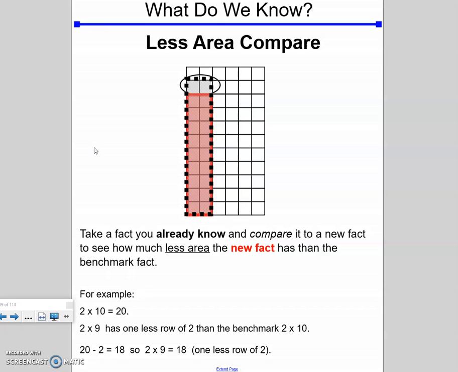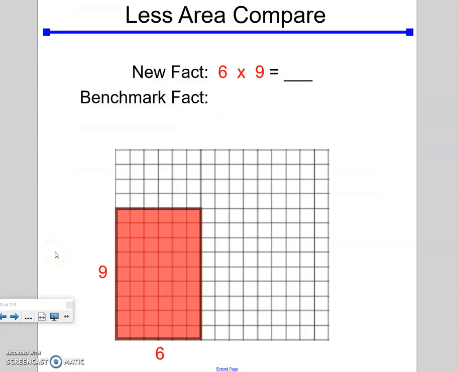So since I know the area of a 2 by 10, my benchmark fact, is 20, and I know that 2 times 9 is one less row of 2, I could do 20 minus 2, which would equal, of course, 18. So 2 times 9 equals 18. It's one less row of 2 than 2 times 10. Let's take a look at another example of less area compare.